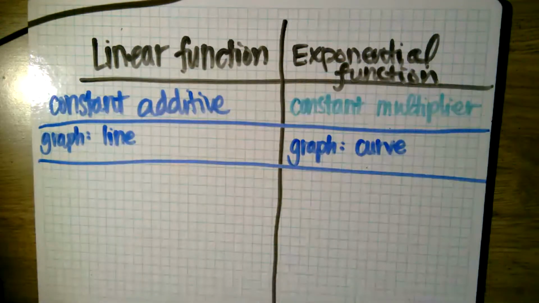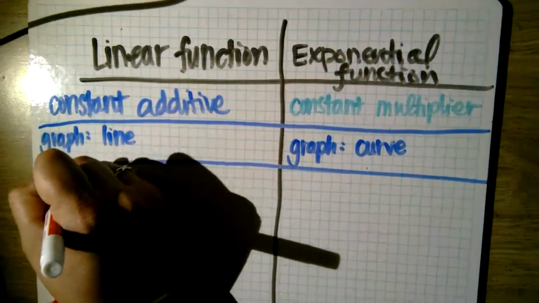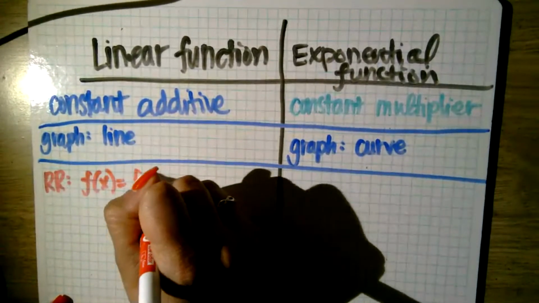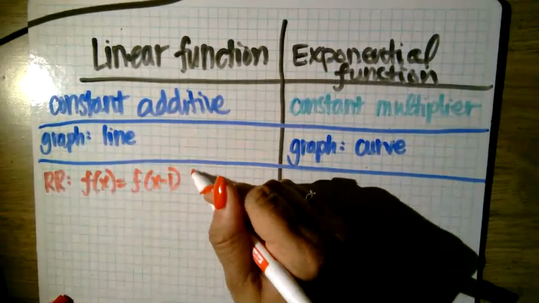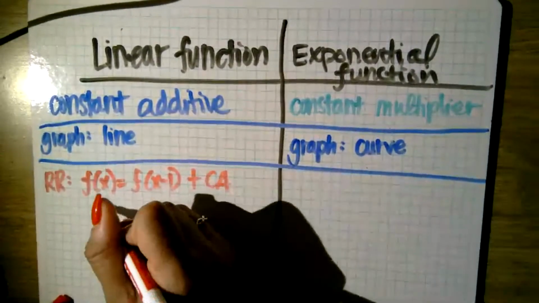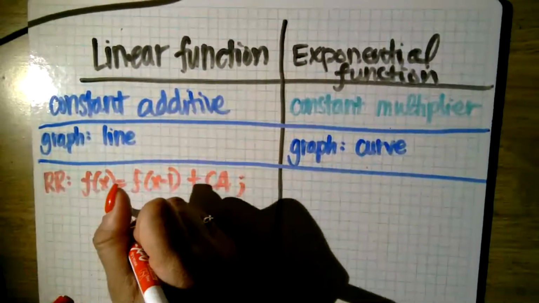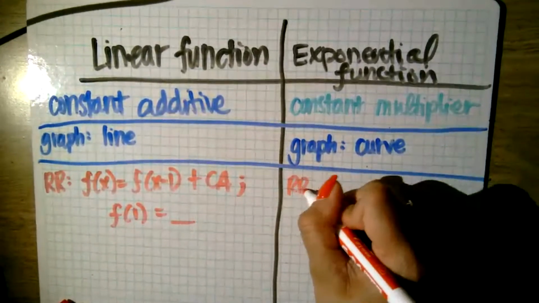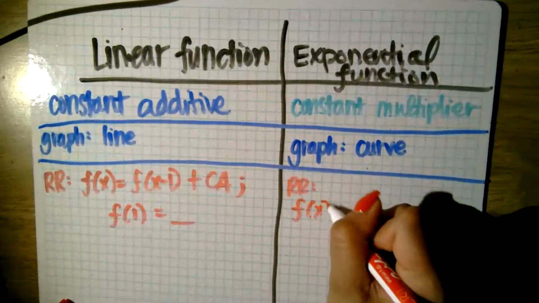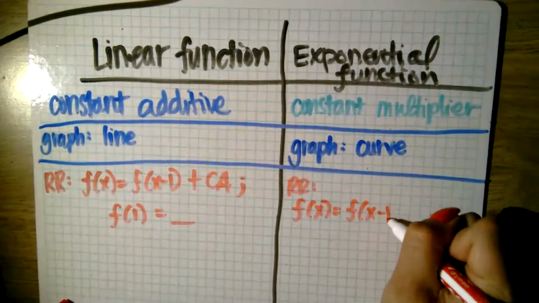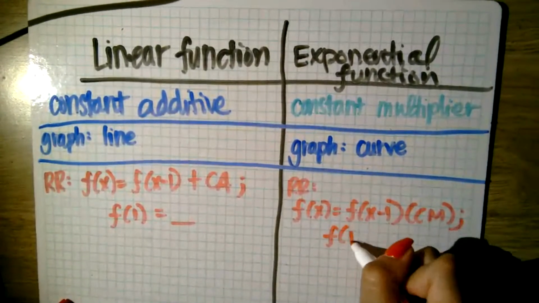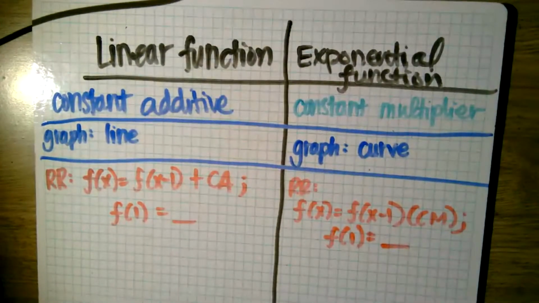My explicit rules or my recursive rule, let's start with the recursive, that one's easier. Again, f of x equals f of x minus 1 plus my constant additive such that given that f of 1 equals whatever value. The recursive rule for an exponential: f of x equals f of x minus 1 times a constant multiplier given one particular output that corresponds to 1. Okay.